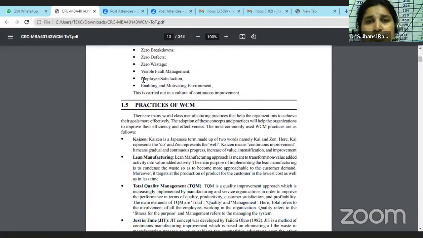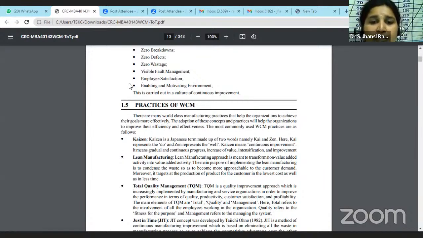So now let us look at the practices. How do we practice? We have been discussing for half an hour that world-class manufacturing is this and that. So do we practice it? Is it implementable, or is it possible? And is it still taking place in any manufacturing units? Yes, it is taking place.